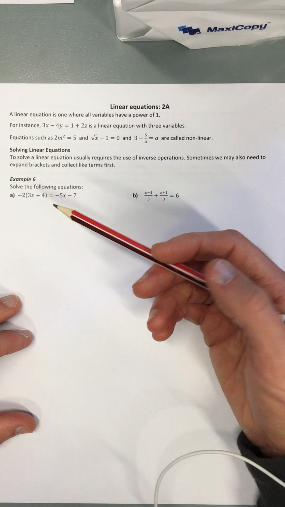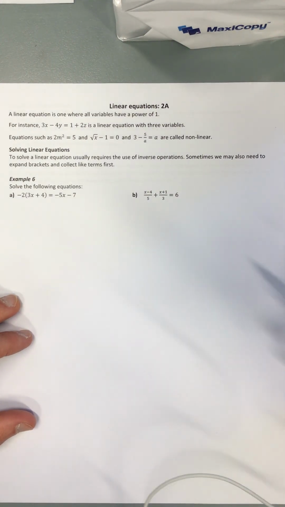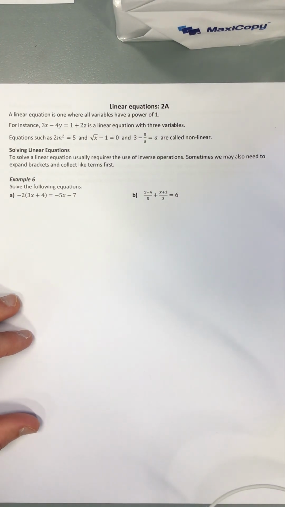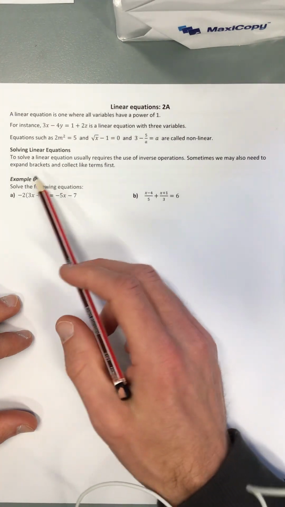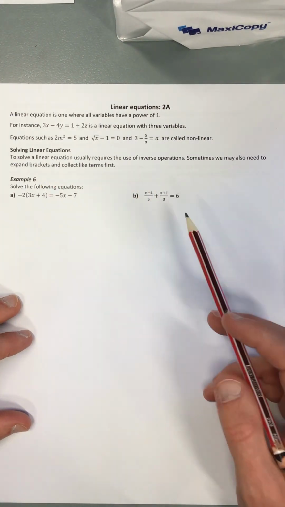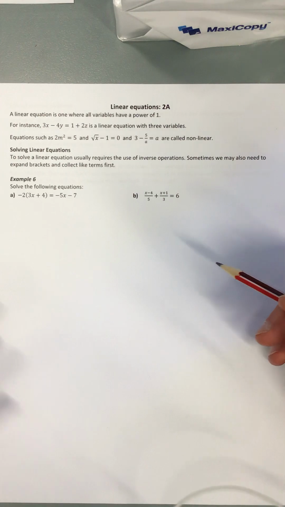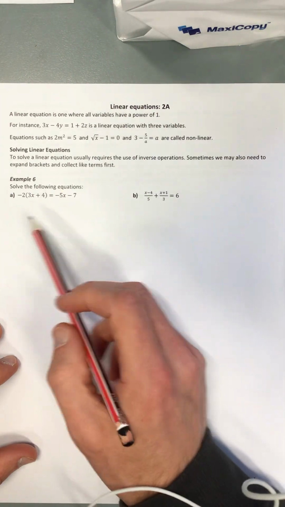So solving linear equations, you will have done a lot of this over the last couple of years, but it's important to know how to do it and ideally how to do it quickly. To solve a linear equation usually requires use of inverse operations, but we also have to deal with things like expanding brackets, collecting like terms, manipulating fractions. So all important skills for methods, not just in this chapter, but throughout the whole year. So let's have a go at a couple.